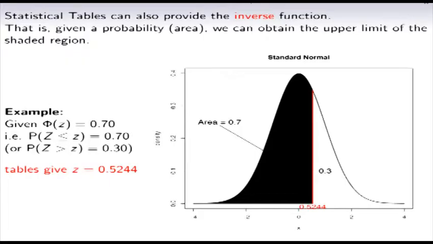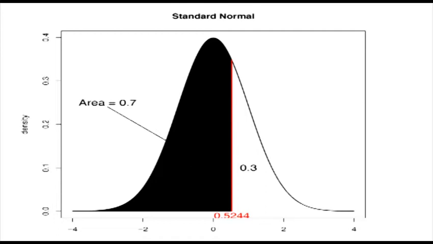So we then have to look in the tables to see what value of little z is required in order to get phi of z to be 0.7. So in a way, what we're doing is we're saying z is the inverse phi of 0.7, which is why we can think about this as the inverse function. And again, looking at tables, and it's worth checking, you can find this in your own tables, the answer is that z is 0.5244. Okay, and I'll draw a little bar there. So the area to the left of 0.5244 is 0.7, and the area to the right of it is 0.3.